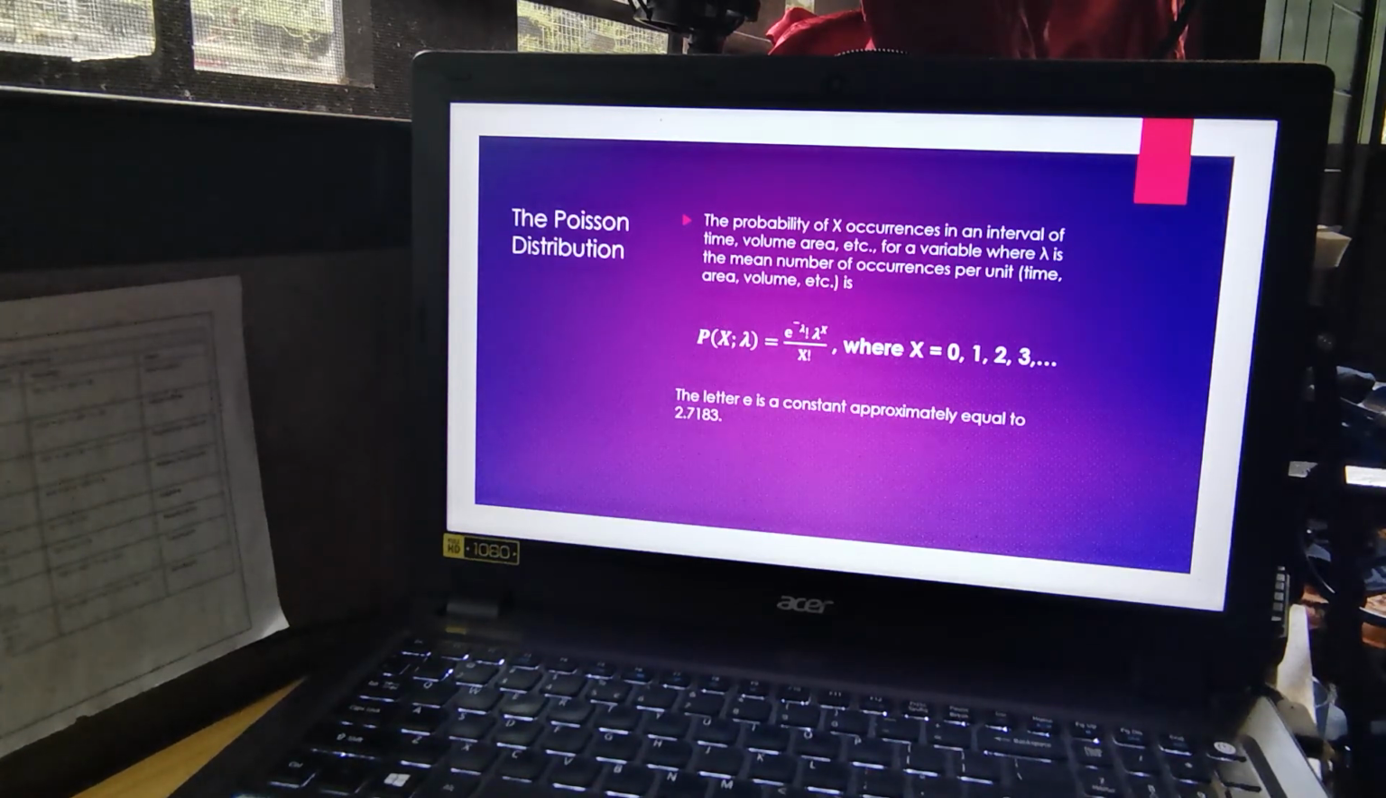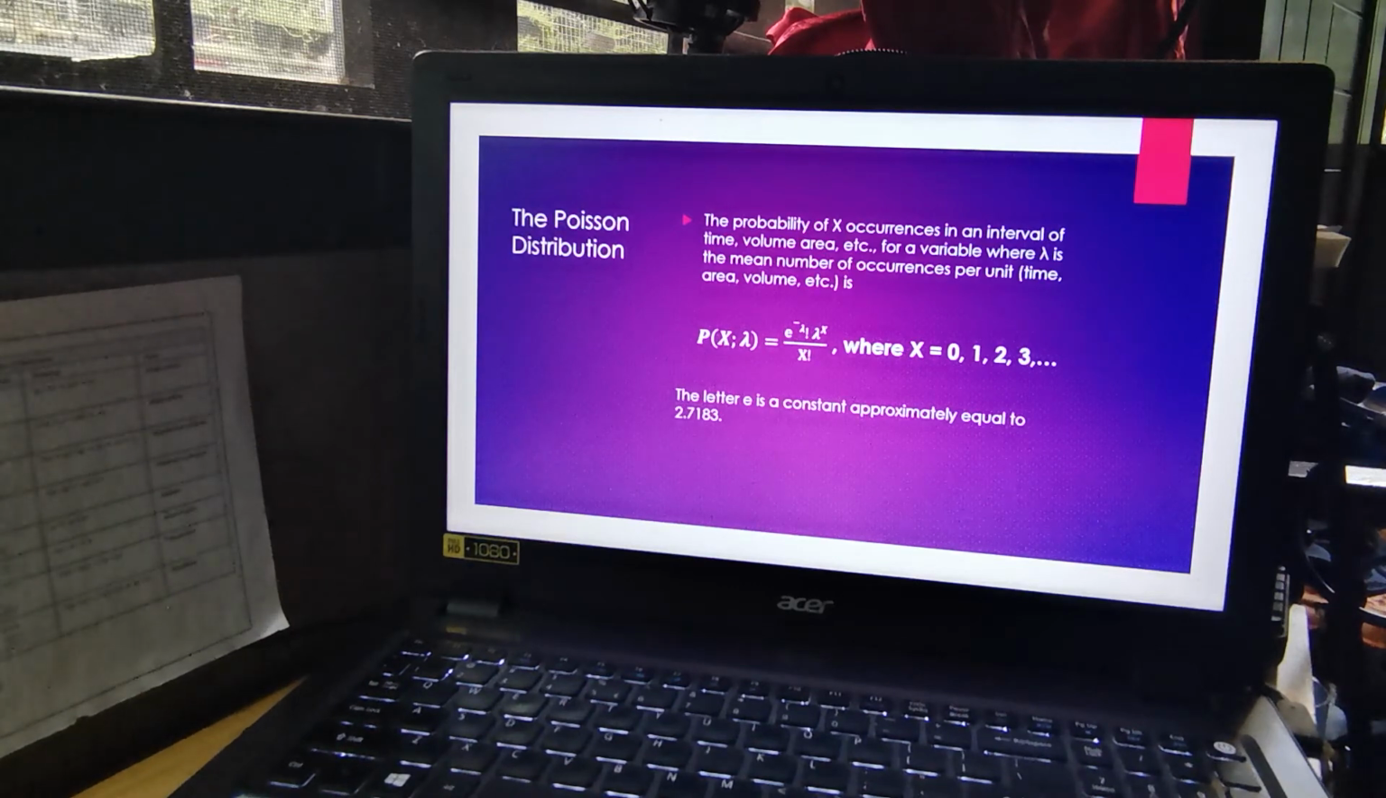Okay, so it is a discrete probability distribution that is useful when n is large and p is small. Kapag malaki yung x natin, pero yung probability of success natin is very small, and the variance occur over a period of time, that is the Poisson distribution.